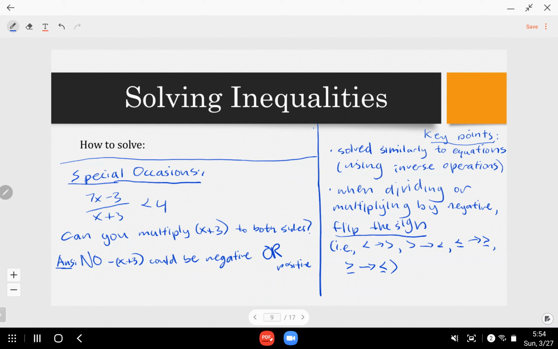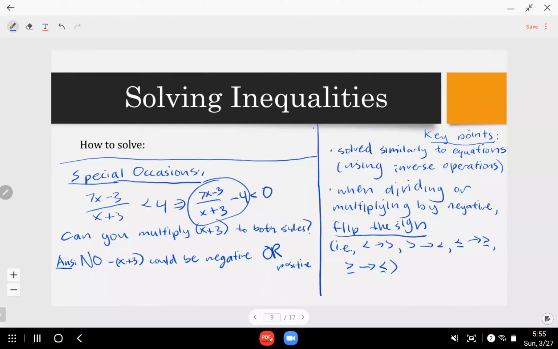Worst case scenario, x is equal to negative 3. Then you're dividing by 0. So it's a very, very dangerous thing. So don't multiply by x plus 3, okay? You won't get the answer. So how do we solve this? There is a solution, and you can solve it. What you need to do is get x minus 3 over x plus 3 minus 4 is less than 0, combining these.